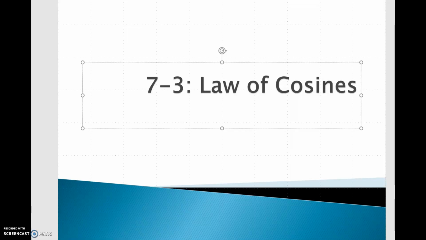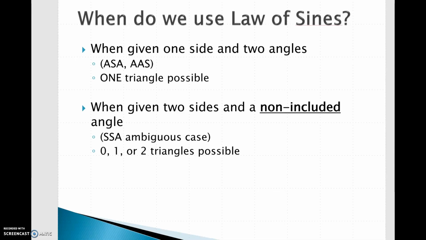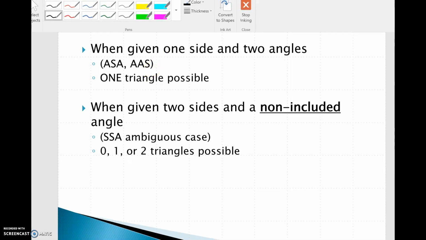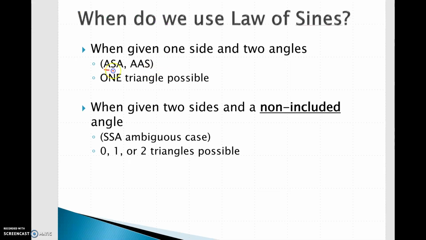Okay, in today's video we are going to learn about the law of cosines. Now previously we learned about the law of sines, and we learned that when we were given one side and two angles, so when we had either a scenario of angle side angle or angle angle side, there was always one triangle possible. And when that happened, we set up our law of sines ratios and we cross multiplied to find what we needed.